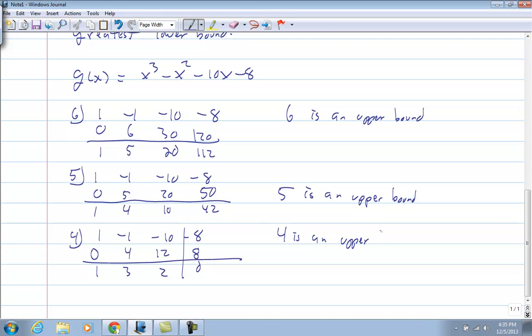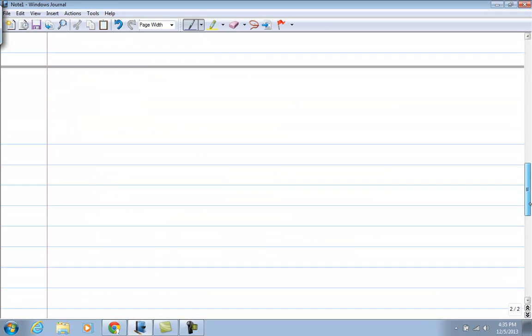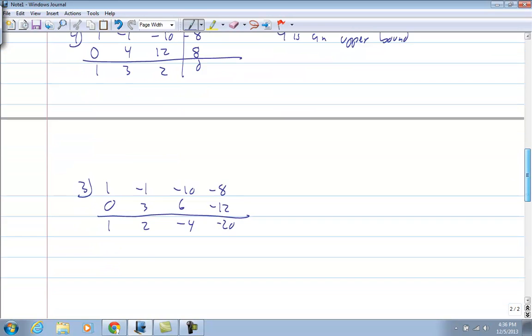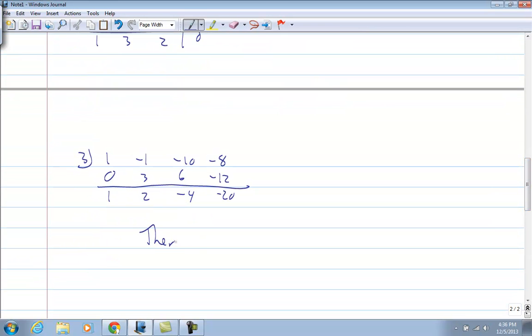Let's try 3 now. So I did 3, 1, negative 1, negative 10, negative 8. 3, 2, 6, negative 4, negative 12, and negative 20. Now you see we have negatives in the last row, so 3 would not be an upper bound. So we could say, therefore, 4 is the least upper bound.